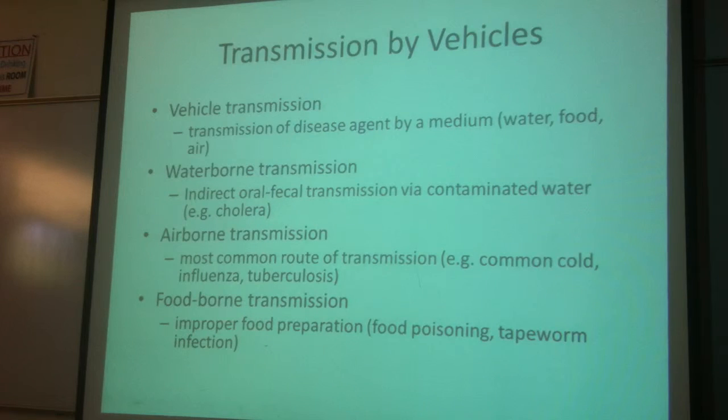So, these are ways that you can get spread of diseases. You can get it through some kind of medium: water, food, or air. Waterborne transmission is a lot of times indirect, so you get that oral-fecal transmission via contaminated water, like cholera. You can have airborne transmission, which is the most common route, like the common cold, it's just in the air. And you can also get foodborne transmission, through improper handling of foods, when you get food poisoning, tapeworm.